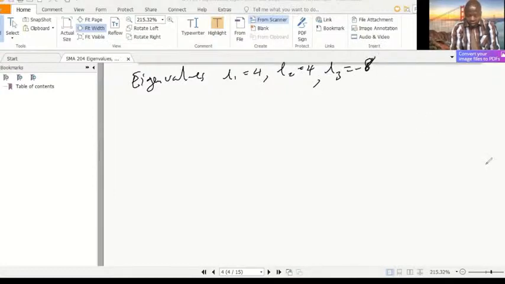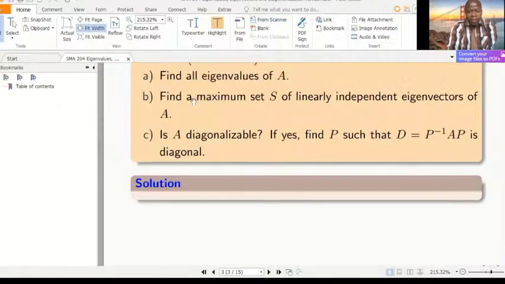So what is the question now? Let's go back and read the question. The question is, find the eigenvalues. You've just done that. Find a maximum set of linearly independent eigenvectors, and is A diagonalizable. So let's proceed to part B. Let's get the eigenvectors.